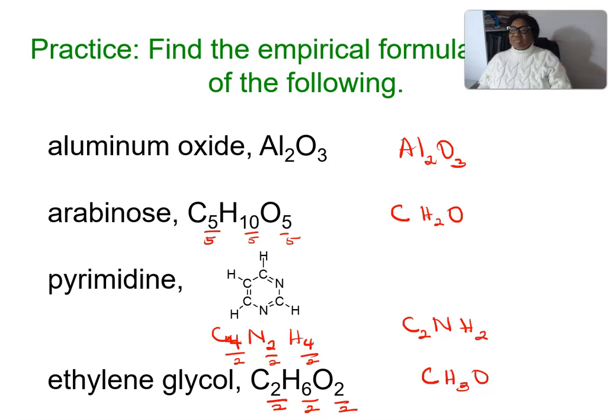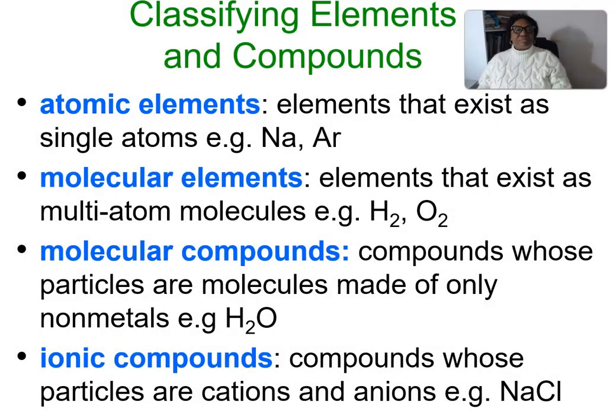Now we want to classify substances as either elements or compounds. So atomic elements are elements that exist as single atoms. So you have sodium, argon. While molecular elements are elements that exist as multi-atom molecules. You see, we have hydrogen, we have oxygen.